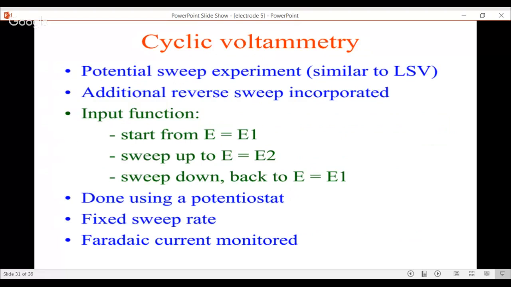Cyclic voltammetry. This is one of the experiments that you commonly use. Therefore, we will see that it is a potential sweep experiment similar to linear sweep voltammetry. An additional reverse sweep is incorporated. Linear sweep voltammetry is only 0 to 800. Okay, just a minute.